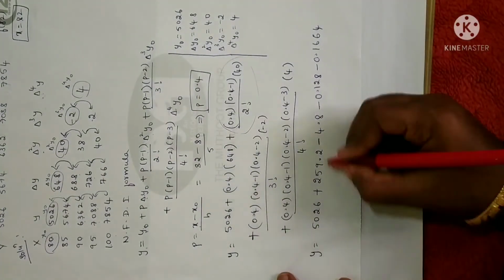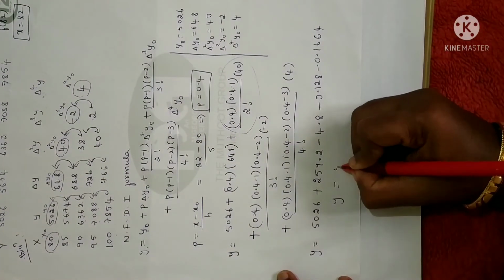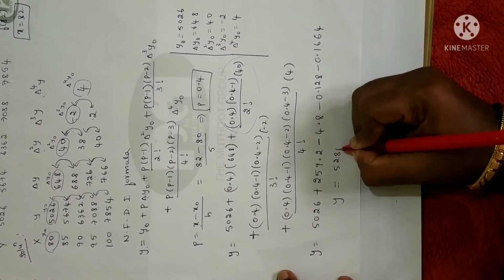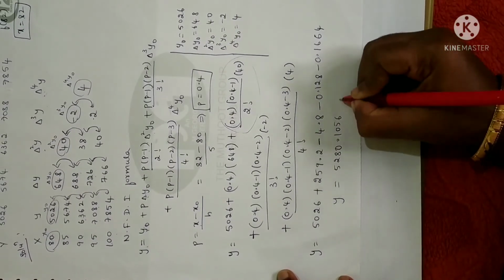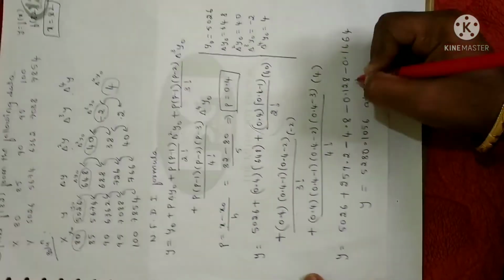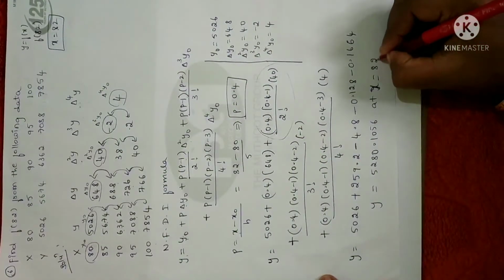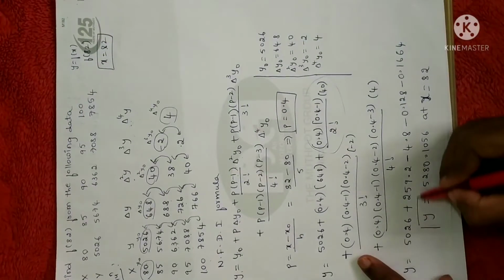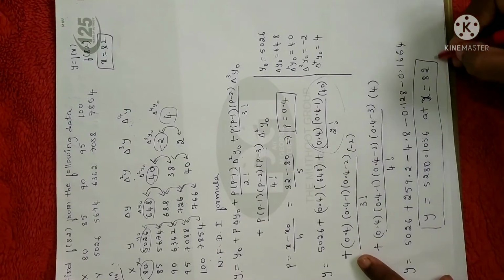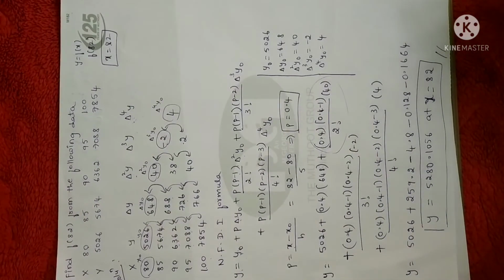So after simplification of this expression, you will get 5280.1056 at x is equal to, what is the value of x? 82. So the required value of y at x is equal to 82 is this. So this is the required solution. Hope it is clear.